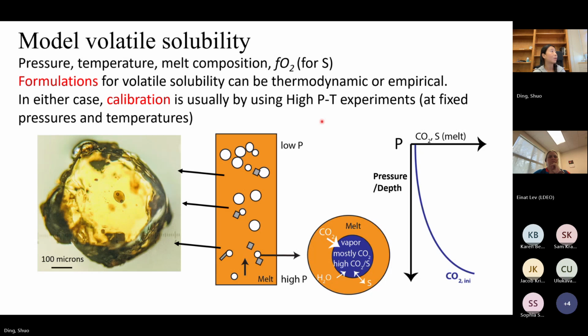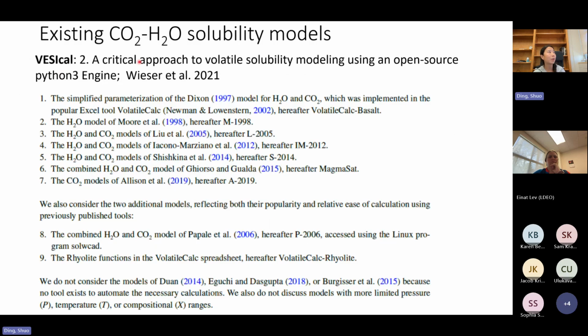For water and CO2, there are a lot of solubility models available, from the early ones like 1997, the VolatileCalc, to more recent ones. VESIcal is a really good package that summarizes all the water and CO2 degassing models. I think VESIcal can be pip installed, so it's pretty easy to use. If you are only interested in these two volatile species, VESIcal would be a good platform, and you can choose among all these models.